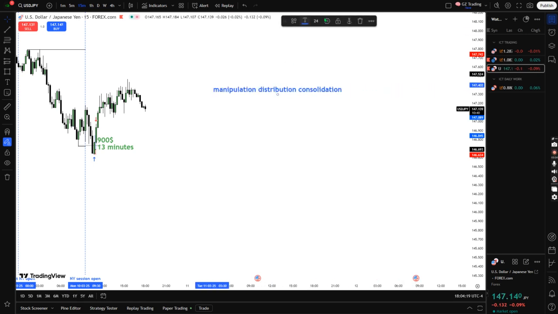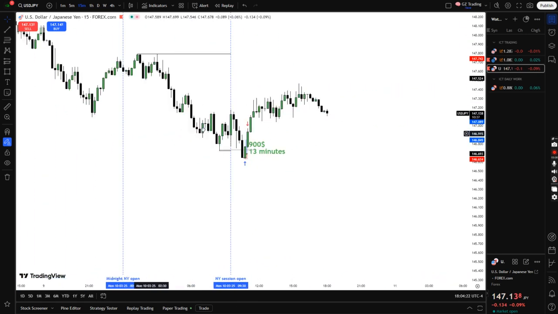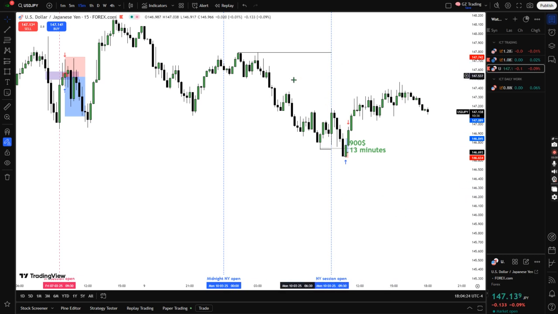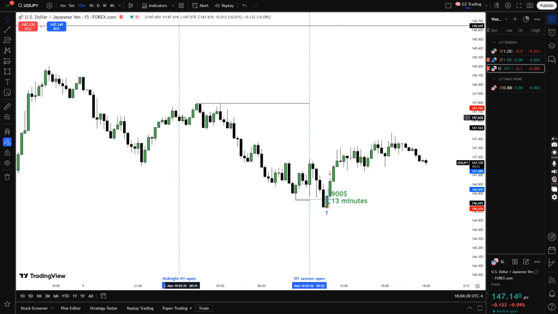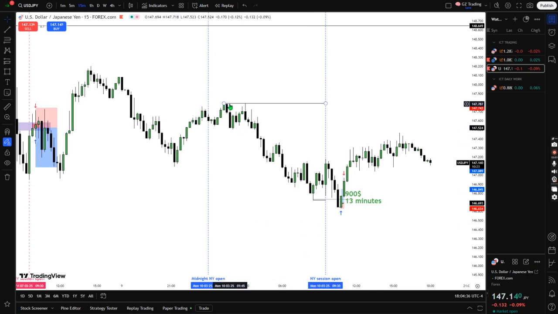How do I spot them? I spot them by drawing 2 vertical lines on my chart, these blue lines. One at 00, so midnight New York time, and one at 9:30 New York time. So I look at what happened. I draw the high during this time and the low.